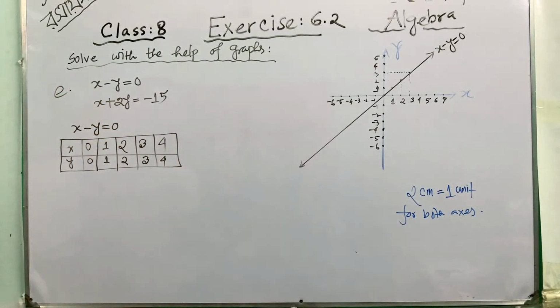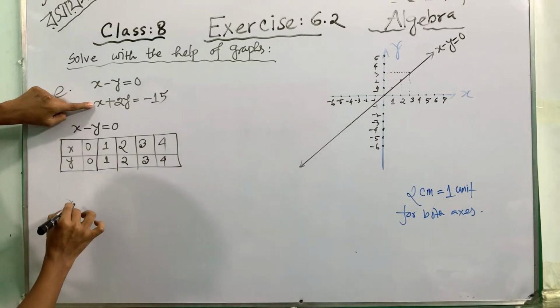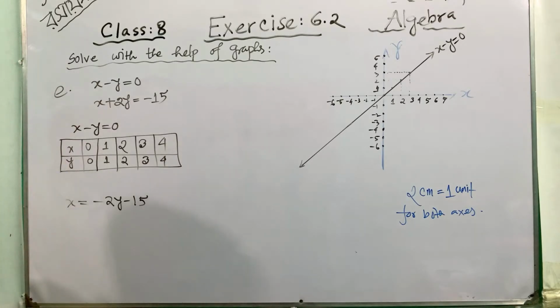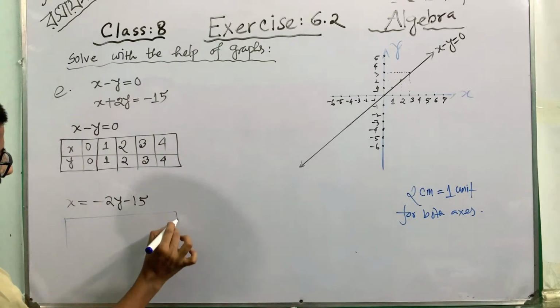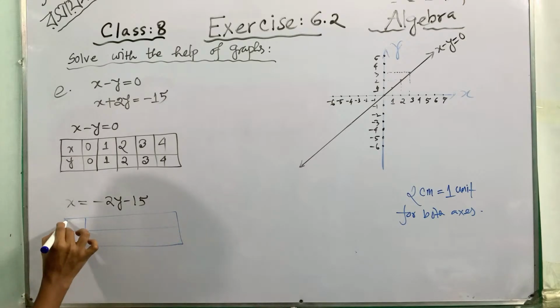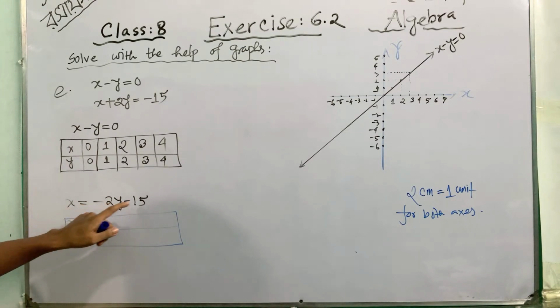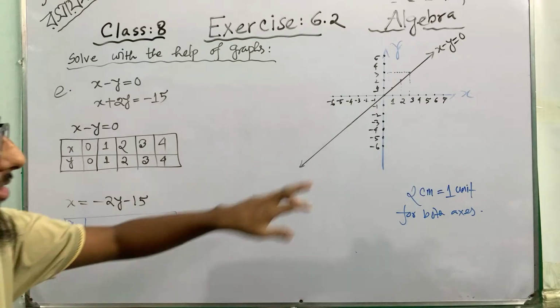So how about the next one? x plus 2y equal to minus 15. So I can write x equal to minus 2y minus 15. Right? How do we draw it? Before drawing it, we have to find out some of the points for x and y. So I write x, I write y. So if I put y equal to 0, my x value will be minus 15. I don't have any minus 15 value here.